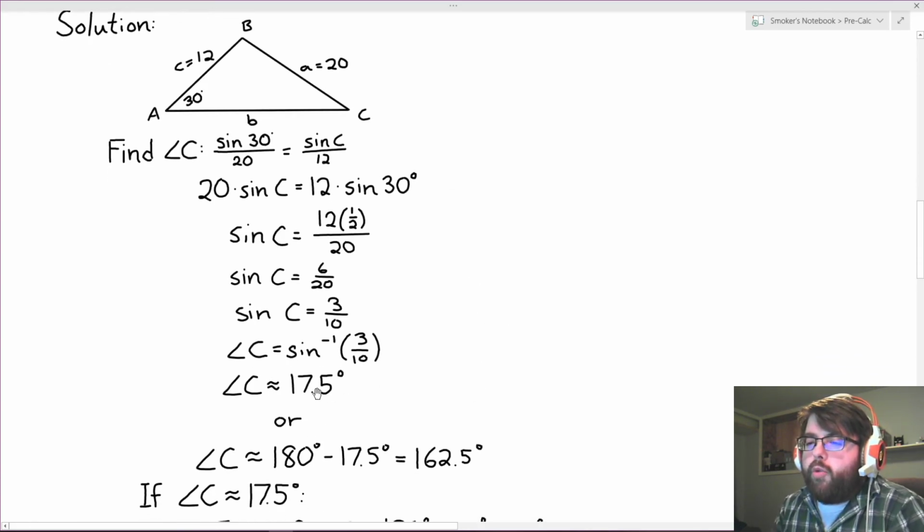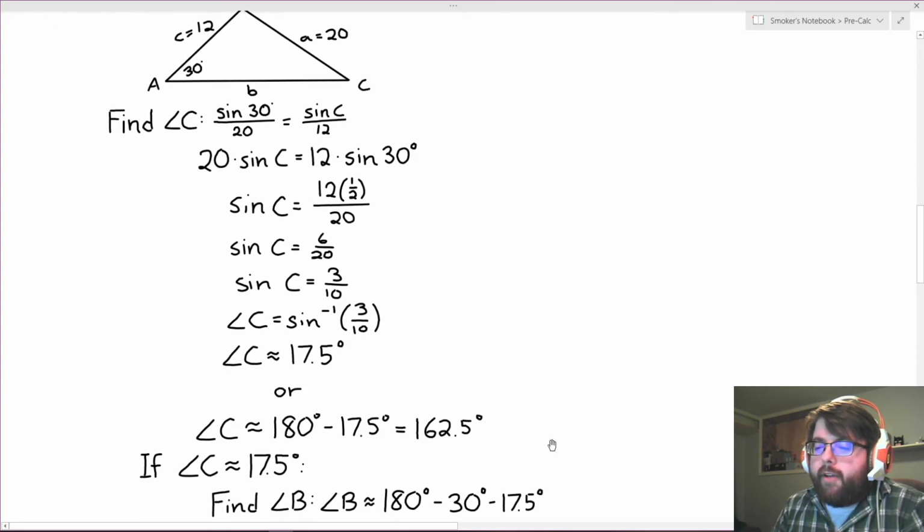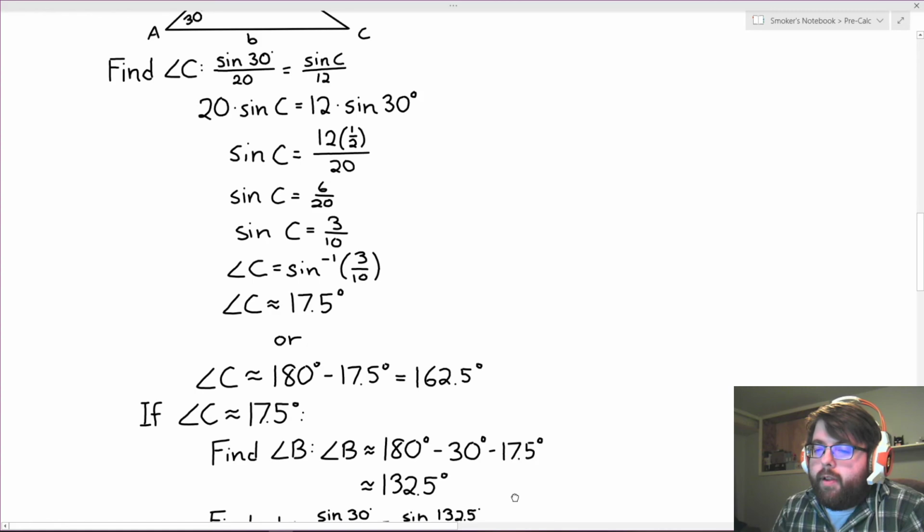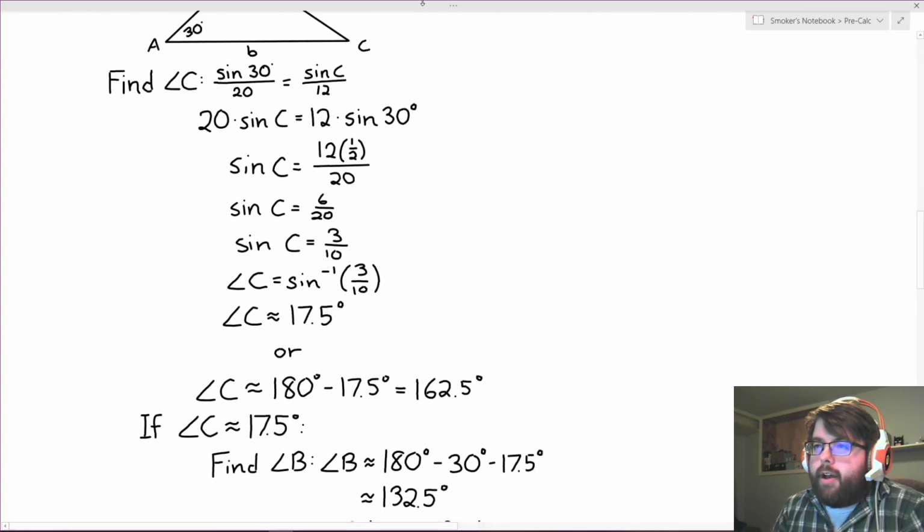So now I'm going to go through and do two, branching this off into two things. Here is what's going on. So now with 17.5, I'm going to find B. I can find that by subtracting 30, which is the other angle we knew, and what we found from 180, to get 132.5.